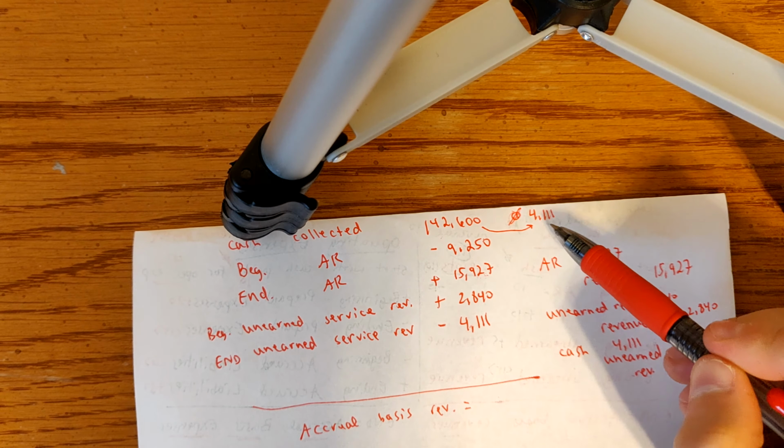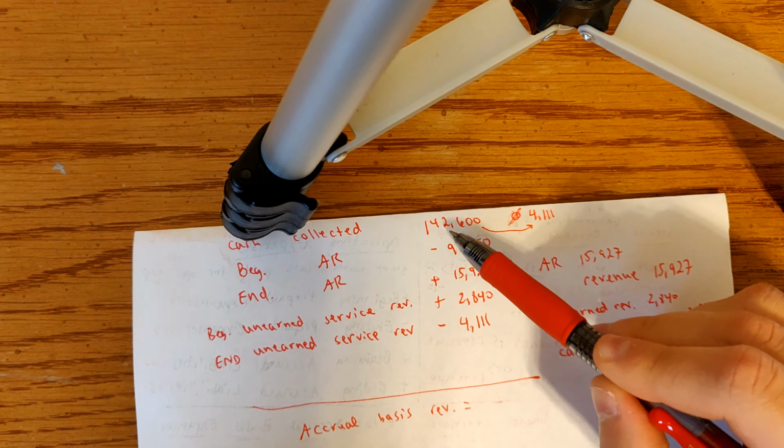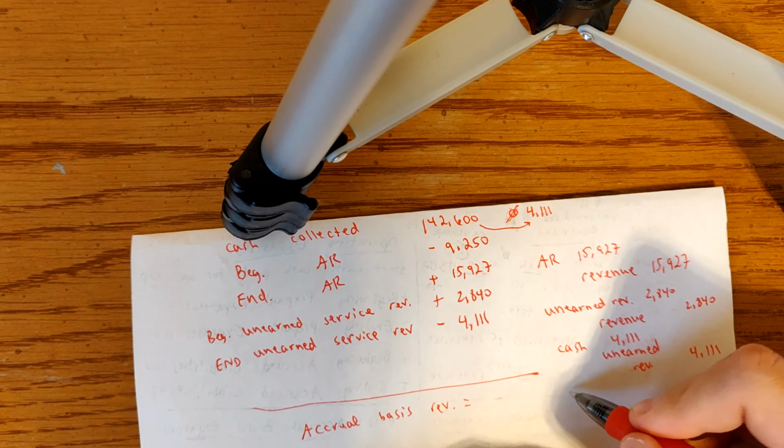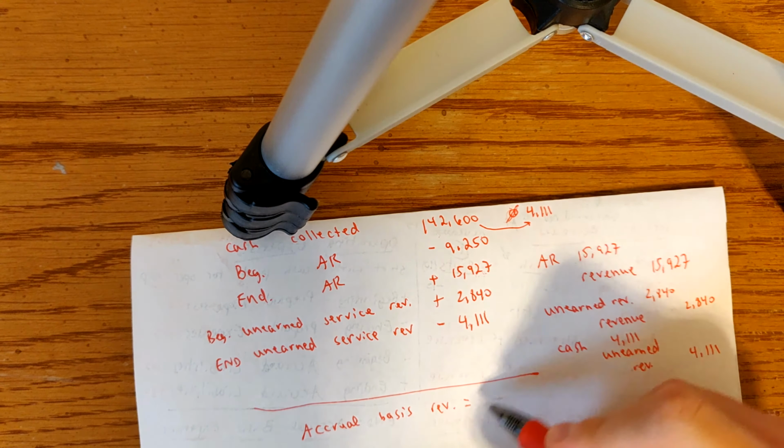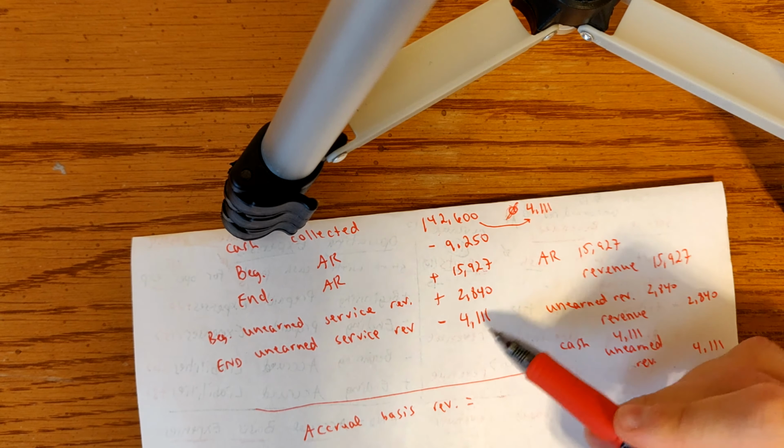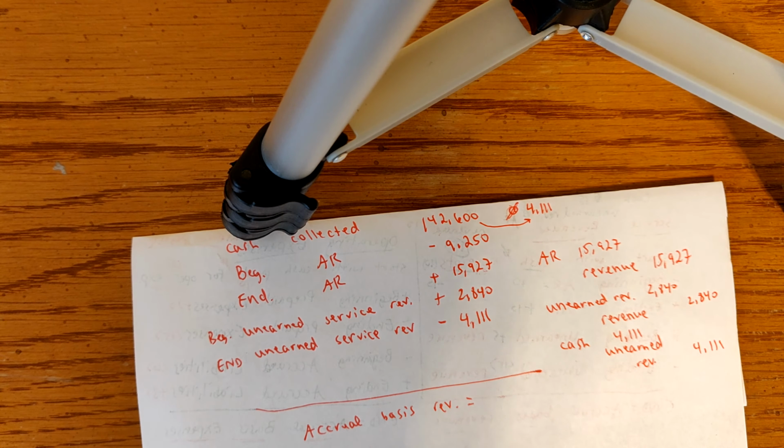We have this 4,111 within this number, but we don't want it here. We want a 0 at the end, right? For this specific transaction, we want nothing because we haven't earned any revenue. So we have to just cancel out the 4,111 when we do that. So then we can go ahead and do the math.